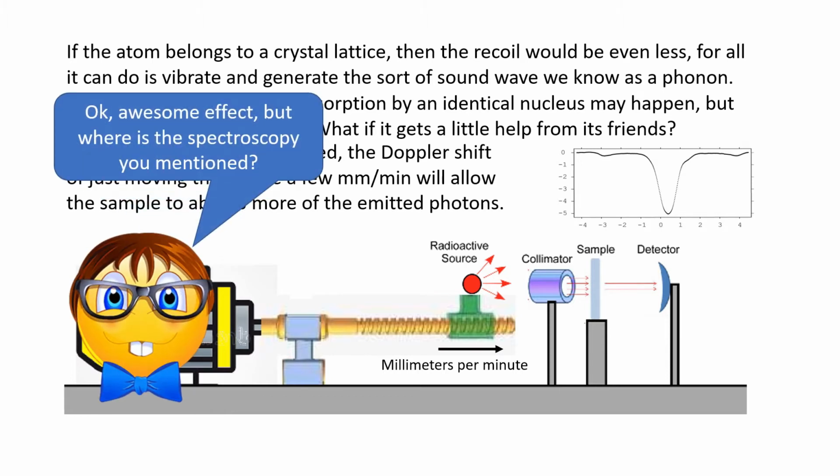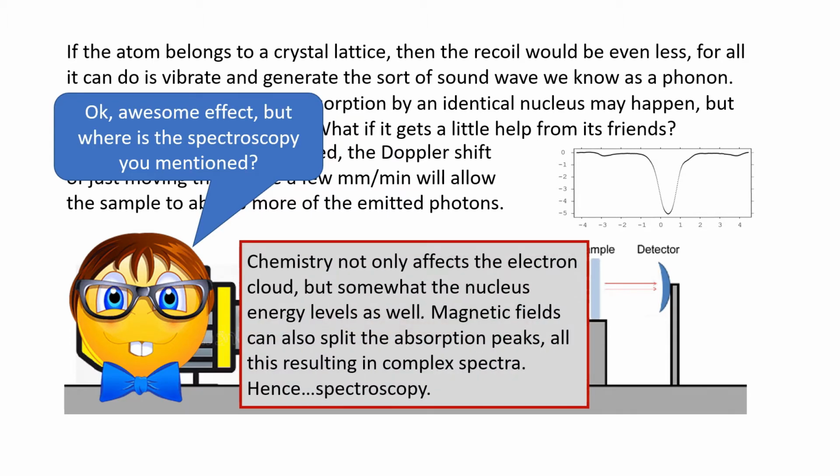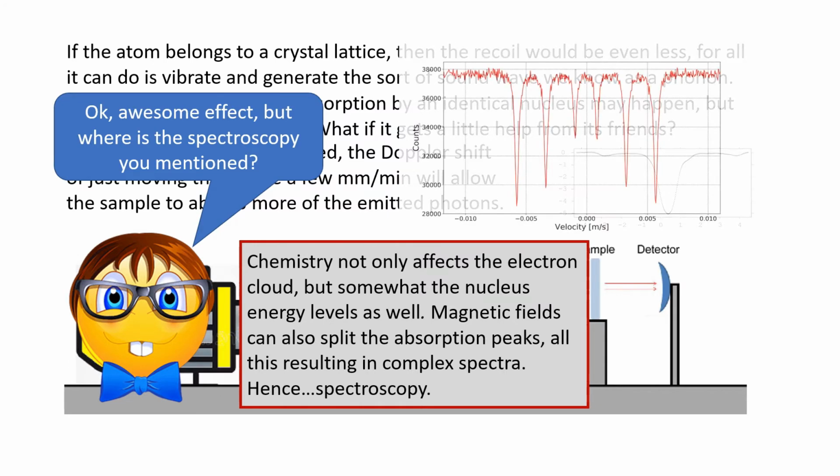Okay, awesome effect. But what's the spectroscopy you mentioned? Chemistry not only affects the electron cloud, but somewhat the nucleus energy levels as well. Magnetic fields can also split the absorption peaks, and this results in a complex spectra, hence spectroscopy.